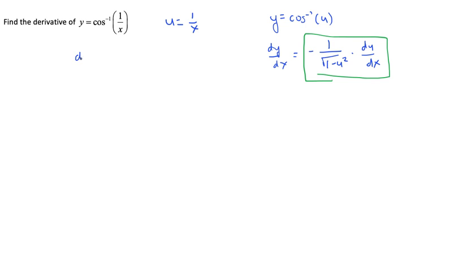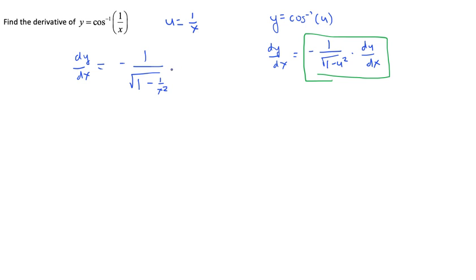So we get dy dx is going to be, following this formula here, negative 1 over radical 1 minus u squared. But what do we put in the place of u squared? We just put this guy here. If u equals 1 over x, then what is u squared going to be? Well, that's just going to be 1 over x squared.